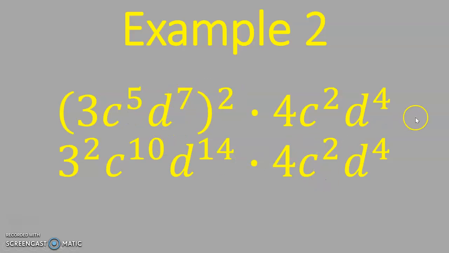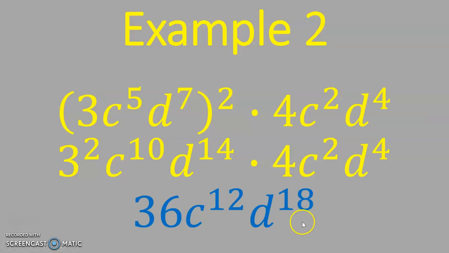I didn't do anything over here yet. And here's your answer. 3 squared is 9. 9 times 4 is 36. 10 plus 2 is 12. 14 plus 4 is 18. So you have to be careful with when to do what here.